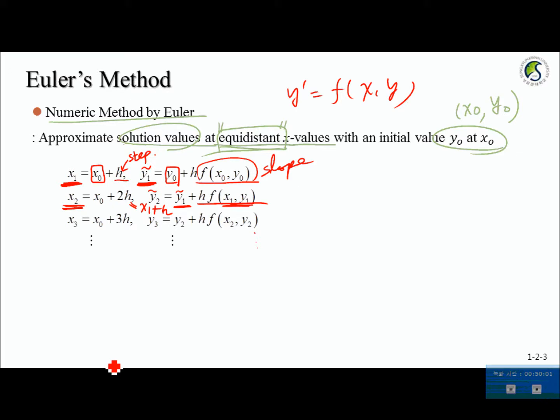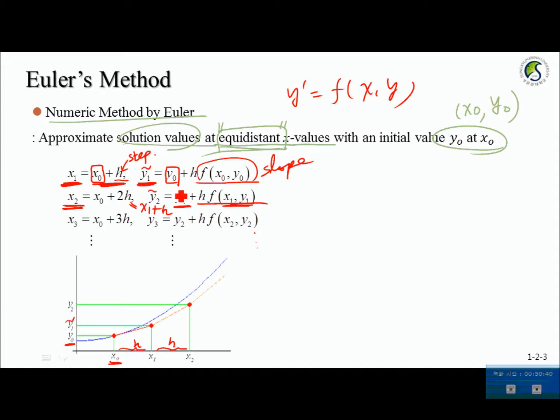Let's draw it. A graph will show you in a more intuitive way. So we start from x naught here. And y naught is predetermined. It's given, right? Initial conditions are given. And x1 is what? x naught plus h. So this is h. This is h. That's why it's equidistant. On the x axis, it's the same distance, right? And then x1 value is from this, and y1 is this, right?